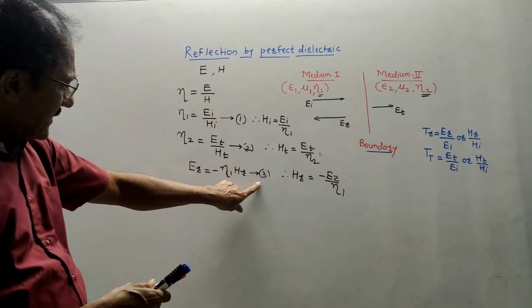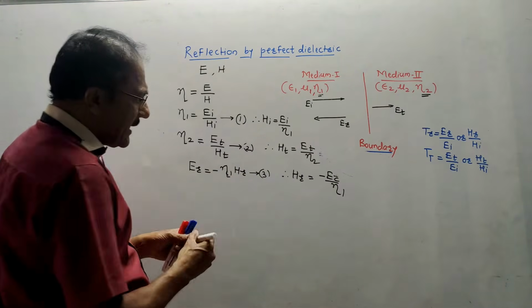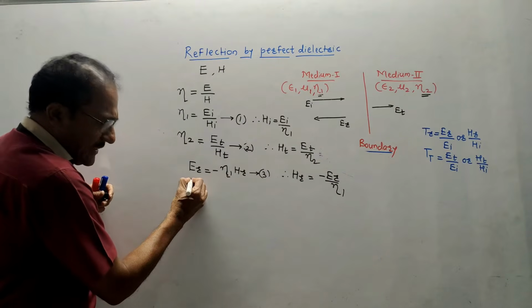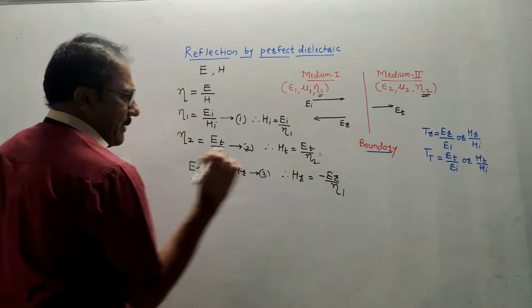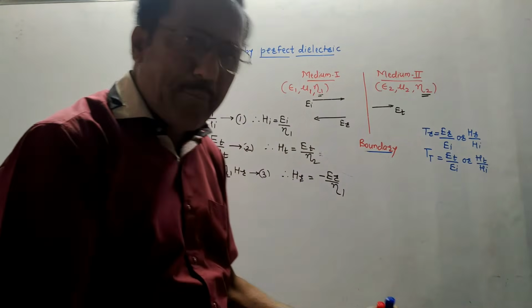Now from equation 3, I can write HR is equal to minus ER upon eta 1. Simple way, I have transferred this minus eta 1 to the LHS, so I got the equation of HR. Now we need to apply the boundary conditions. How to do it? Make the thing simple.